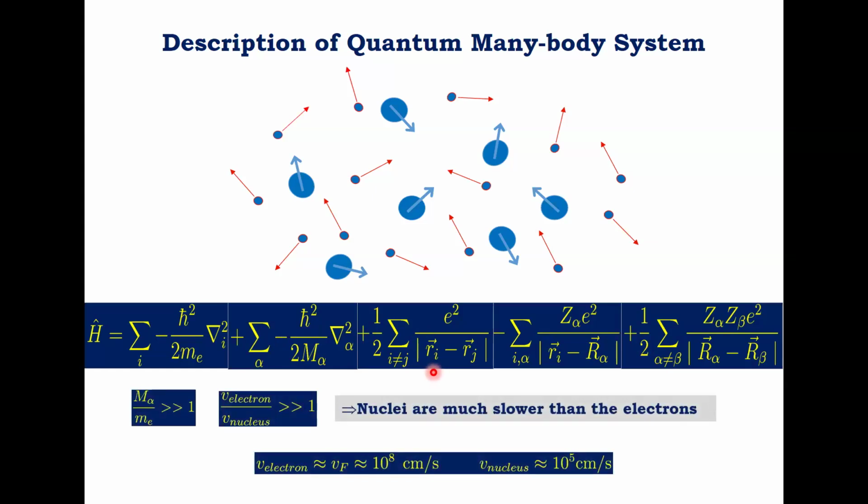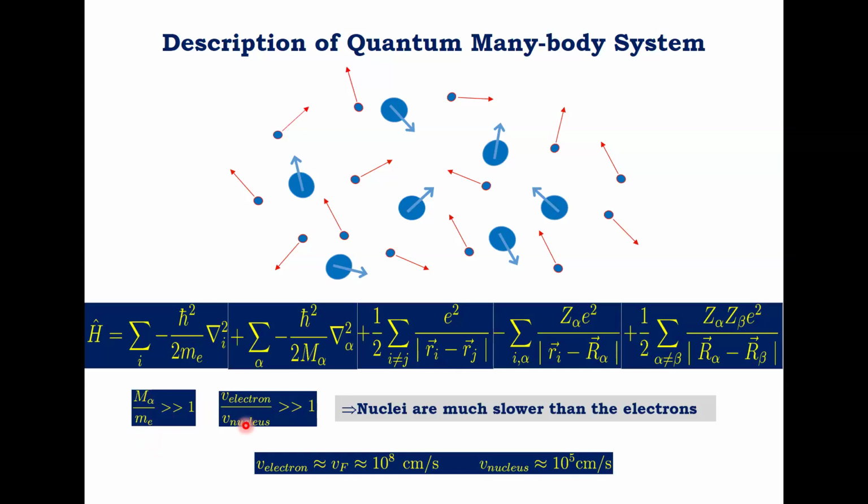If you see the M alpha, second part here, capital M alpha is basically the mass of the nuclei. Small m is the mass of the electron. If you see the ratio of the mass of the nuclei and the mass of the electron, it is very, very large. It means the mass of the nuclei is very, very large as compared to the electron. In other words, the speed of the electron is very, very high as compared to the nucleus. It means that nuclei are much slower than the electrons.